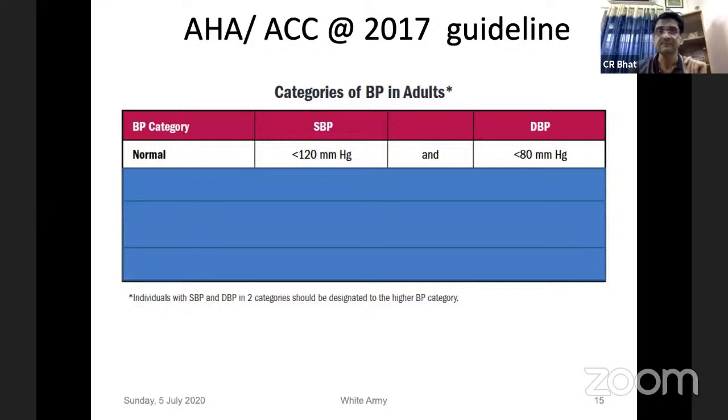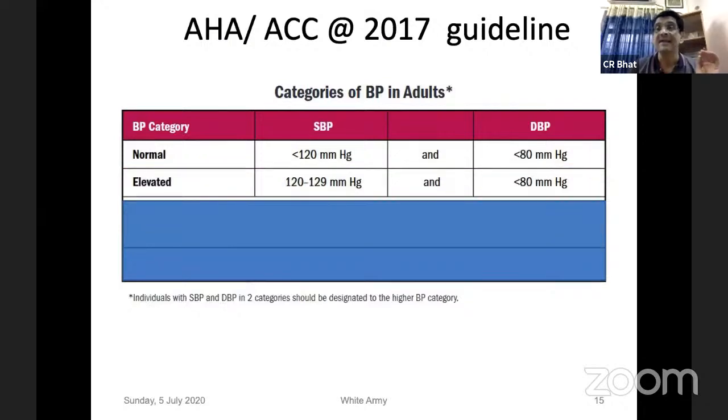Okay, fine. Now, in 2017, the American Heart Association and American Cardiac Association came with common, modified guidelines for categorizing the BP in adults. They say again, to call it normal, systolic should be less than 120 and diastolic blood pressure should be less than 80. That is as in the JNC. But the pre-hypertensive category has been removed and they made it elevated blood pressure. And again, you see the difference.